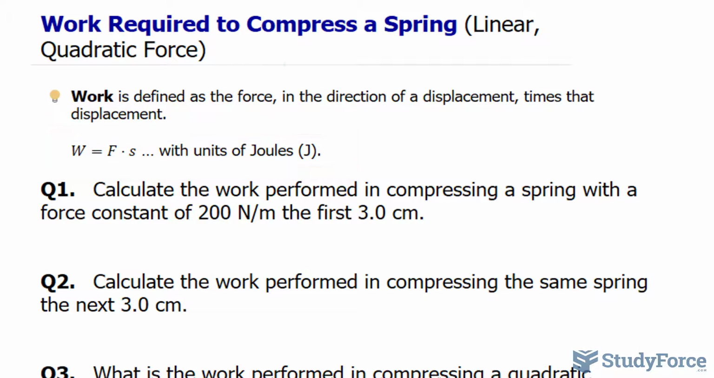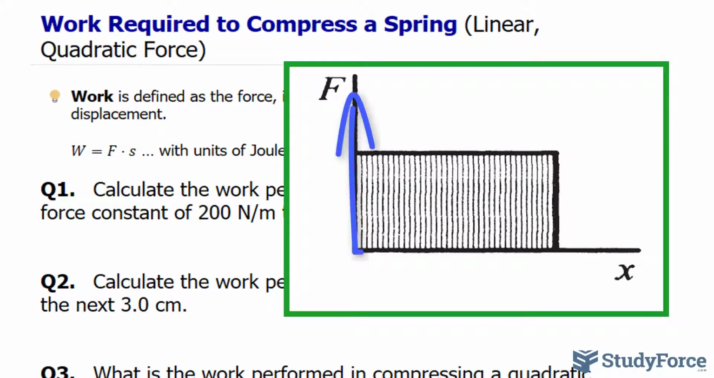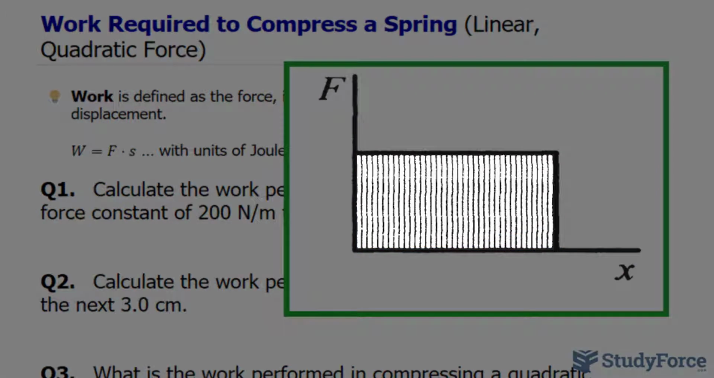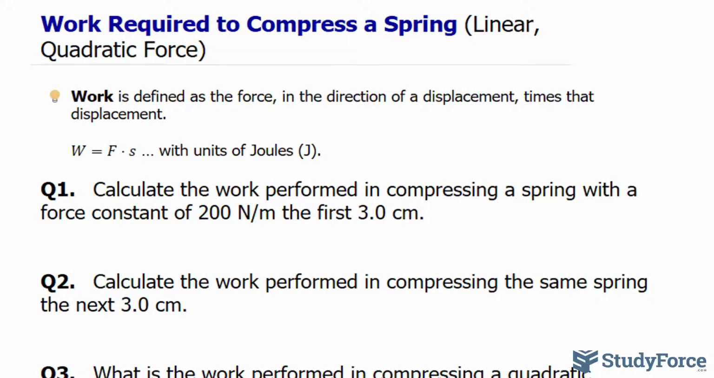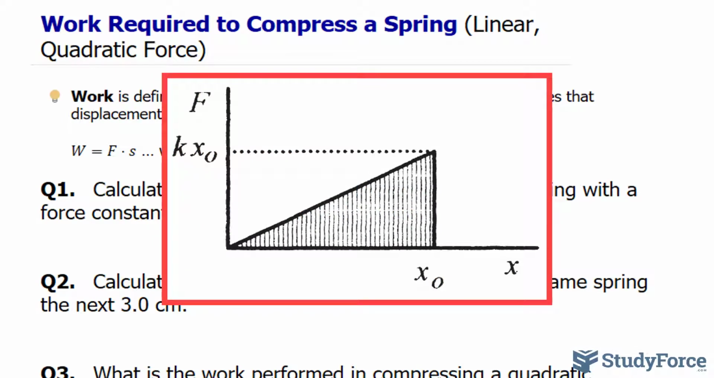Now, if you take a look at this graph, where force is on the y-axis and displacement is on the x-axis, the amount of work equals the area of this region here. And you find the area of a rectangle by taking the length times the width, and that's exactly what we do. But when the force being applied is linear, as you would find when compressing a spring, where the force grows by a specific factor the further it's compressed, you get a graph that looks like this.